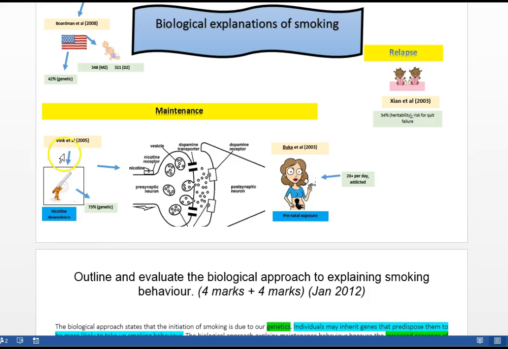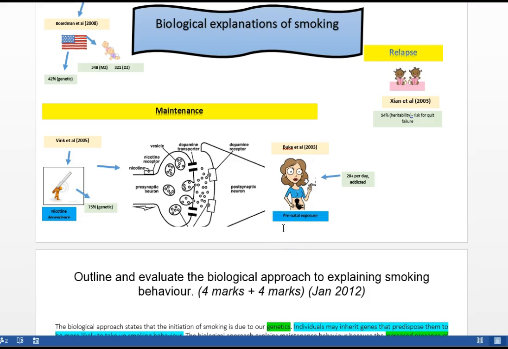Okay, and what Vincatel found is that there's a 75% genetic factor in terms of nicotine dependency. So 75% can be accounted for why people are so dependent on nicotine, because of this reason. Basically, we are already predisposed to becoming addicted, and when we do finally get that nicotine, we find it very, very difficult to stop.